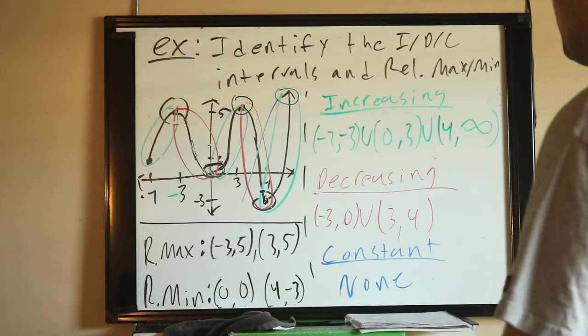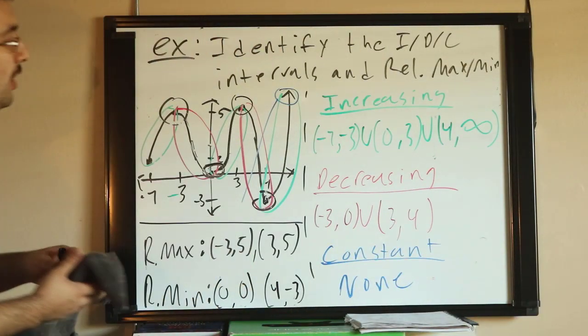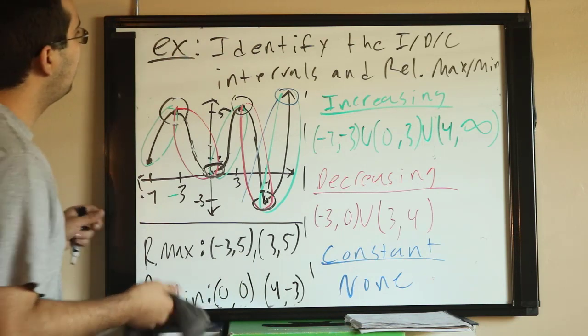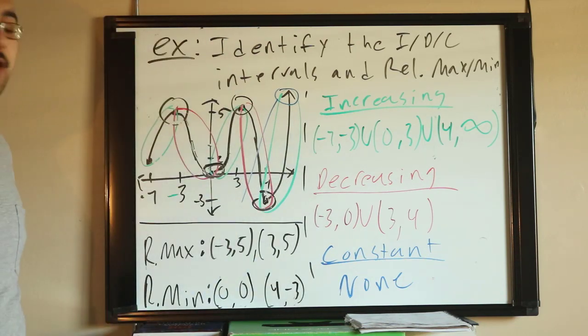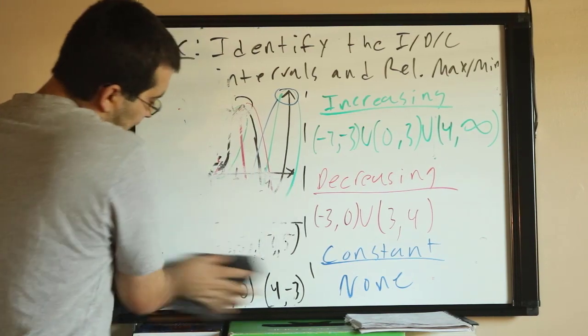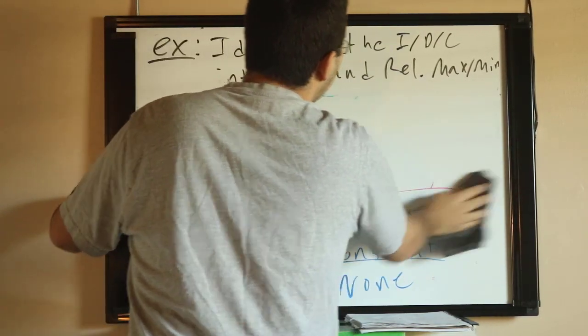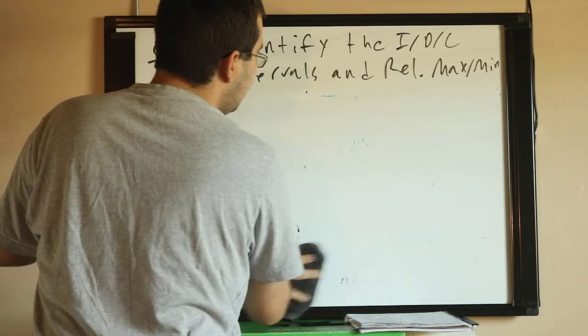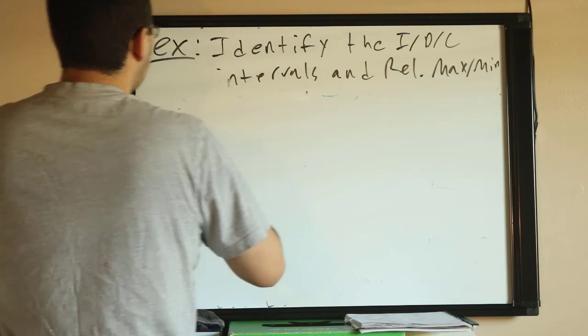So this as well is also a relative minimum. Okay? Beautiful. Now then, let's go ahead and move on to another example, shall we? So I'm going to go ahead and erase all this. Take a moment now to pause the video if you haven't copied all this down. Alright. So we're going to do another example, same directions. We will identify the increasing, decreasing, constant, and relative maximums.